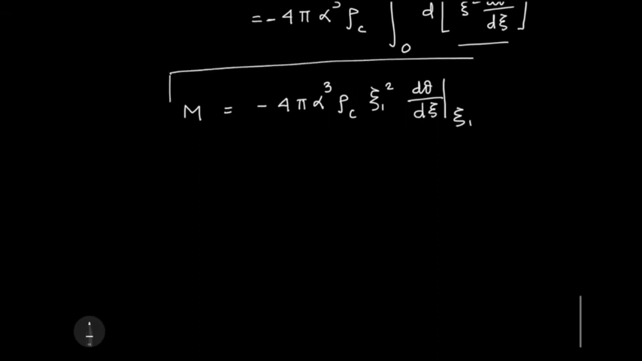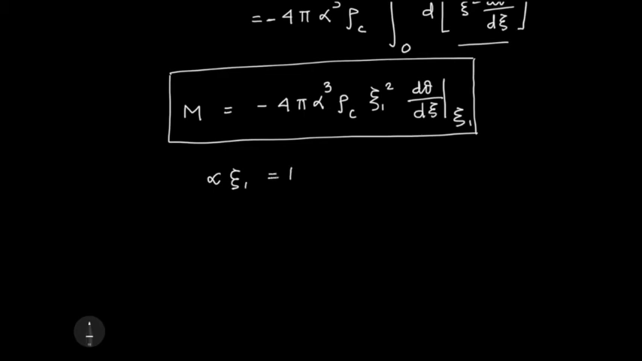So let me put this in a box, because this is another important thing which you will be using shortly. Now remember, my alpha times xi1 is the radius of the star. So I should be able to get a relationship between the mass and radius from this particular expression. Before I go there, let us calculate the average density of the star.